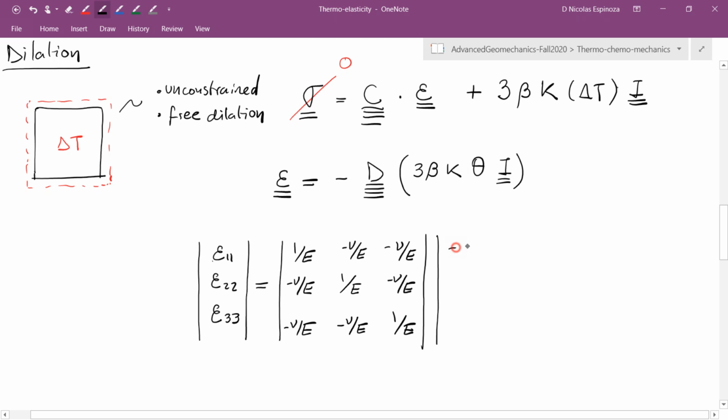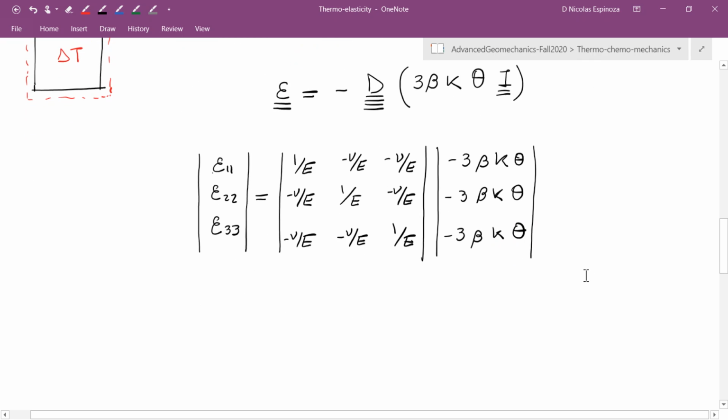All right, I have my compliance matrix, and this is multiplied by this tensor, which in vector form and bringing the negative sign is going to be 3 beta k theta. And it is the same in all directions. What I get from here is that the deformation in each direction is going to be the same because this is an isotropic solid.